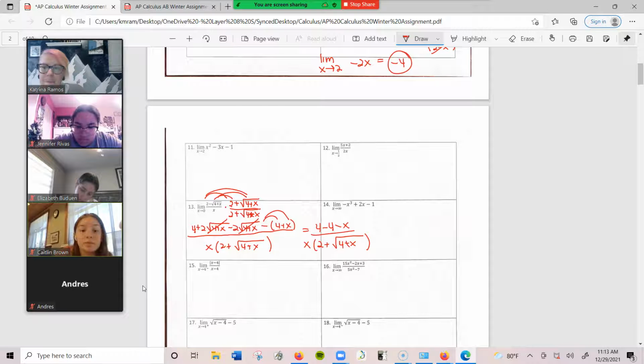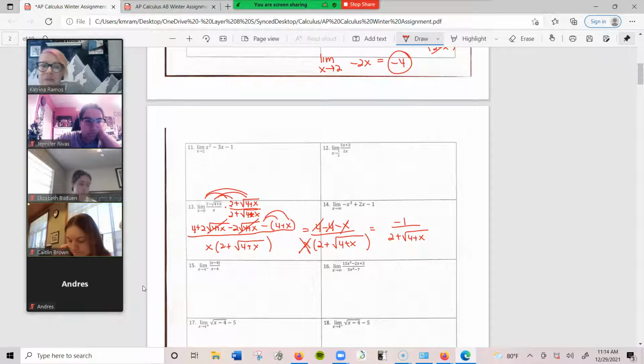So far, we're okay? Okay. The 4's cancel, and then I have negative x over x. The whole point of doing this is to be able to cancel out that problematic factor. So I can cancel out this x here as well, but I still have a negative in the numerator. So this is now negative 1 over 2 plus the square root of 4 plus x. Yeah?